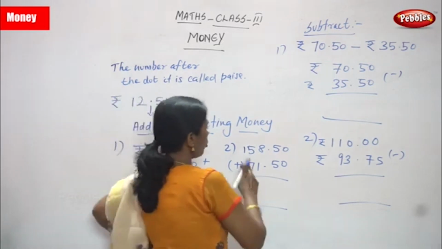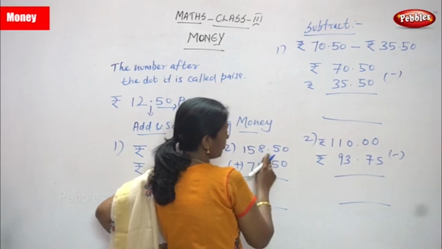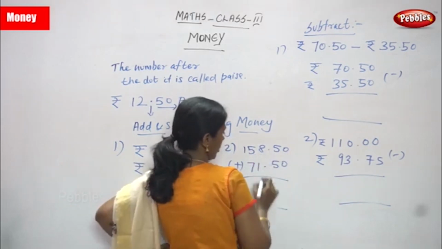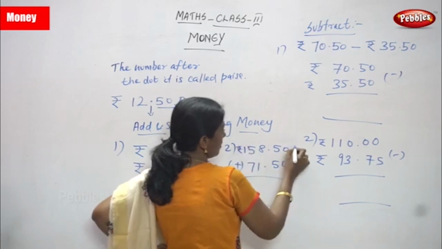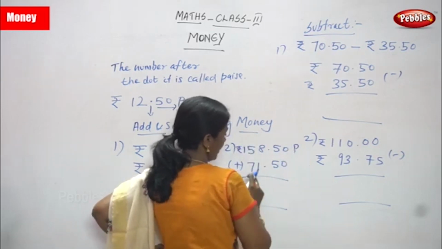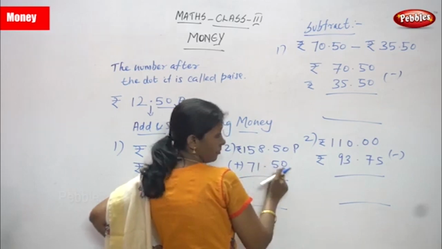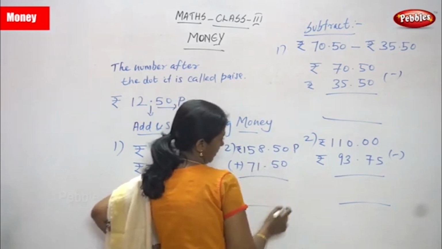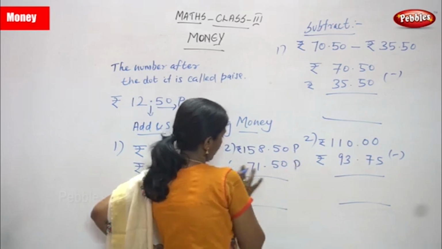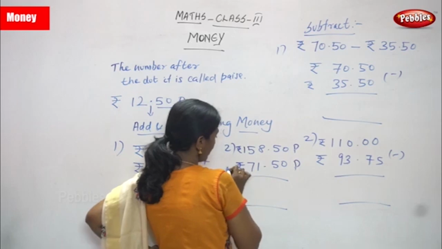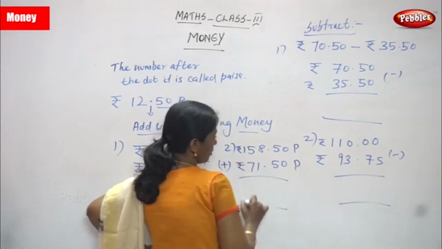Second question: 158 rupees dot 50 paise. This is rupees and this is paise. Next is 71 rupees dot 50 paise. In front of the number we have to write the rupees symbol. Okay, now we are going to add.